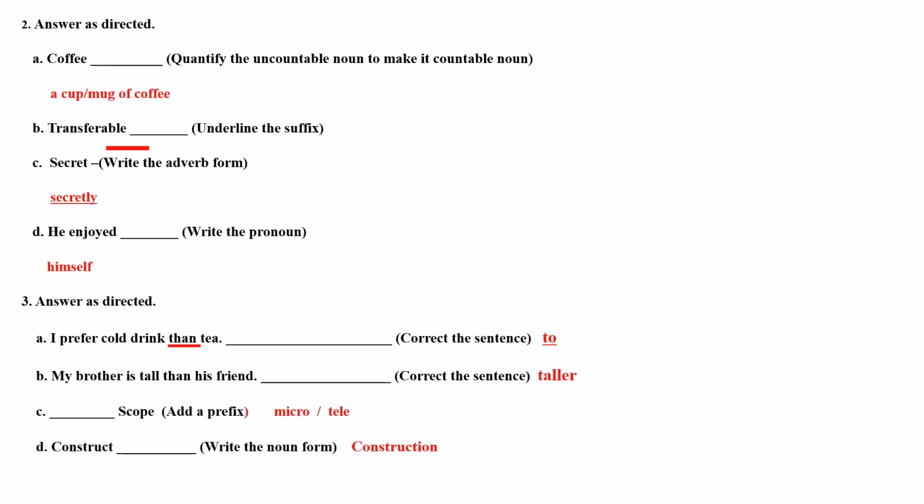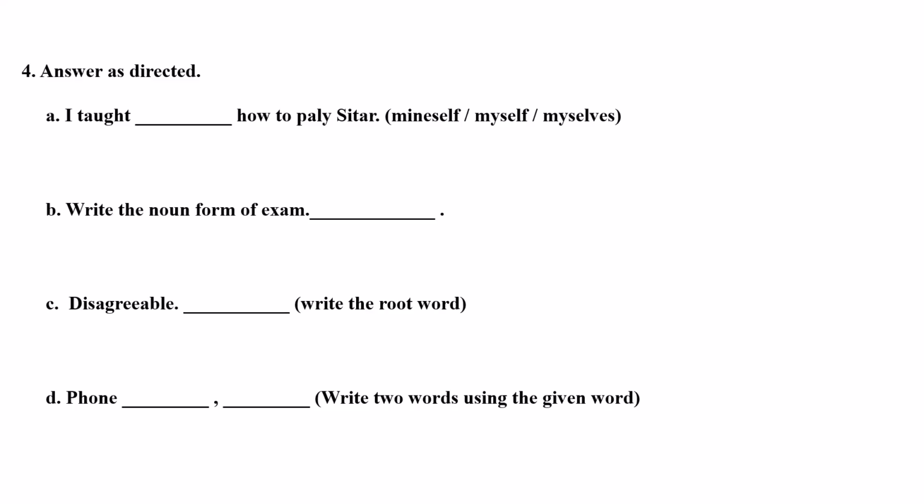3. Dash scope. Add a prefix. It can be a microscope or a telescope. Prefix means which comes before the word. Construct. So write the noun form. It is construction. ION has to be added. Fourth question, answer as directed. I taught dash how to play sitar. What is the answer?